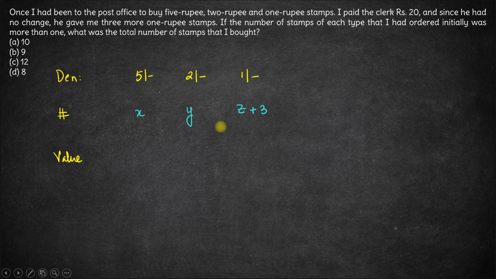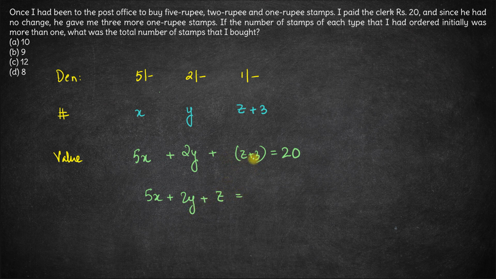This is what he ultimately bought, and the total amount of this will be 20 rupees. The clerk did not give any change, he just gave 1 rupee stamps. So the total value of these X stamps of 5 rupees each will be 5 into X. Similarly, this will be 2 into Y and this will be 1 into Z plus 3. So the total value of all these stamps must be 20 rupees. Right? So let's see. We have 5X plus 2Y plus Z equals 17, since the 3 goes to the right side.